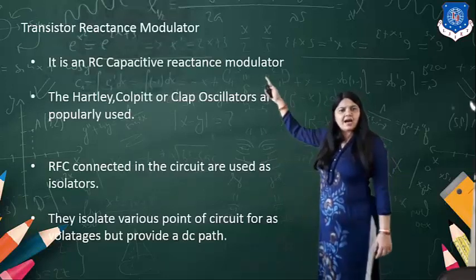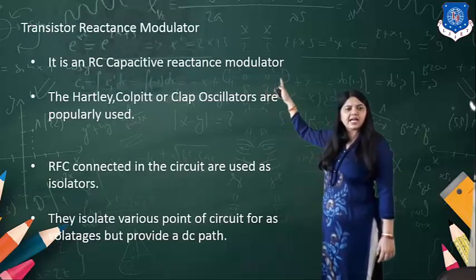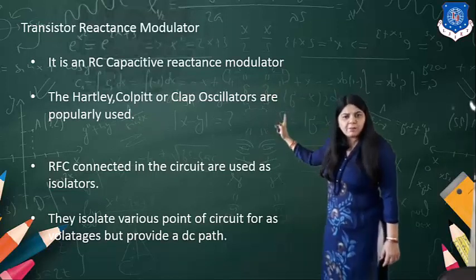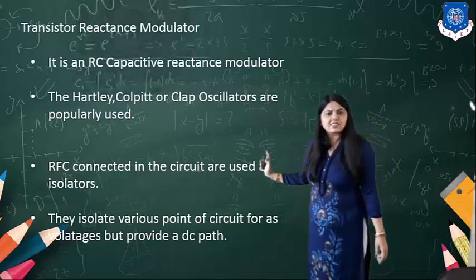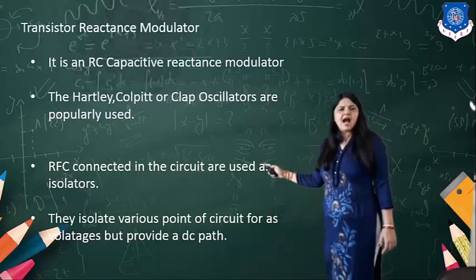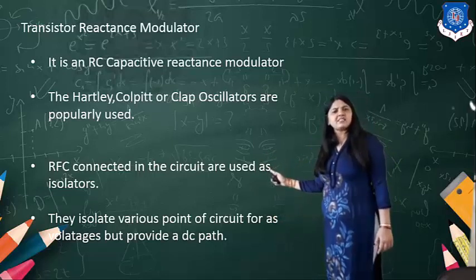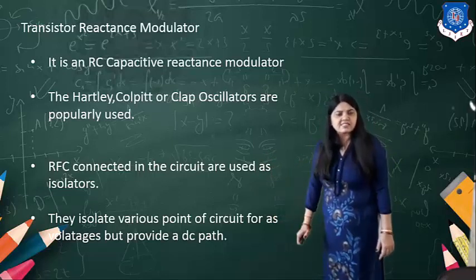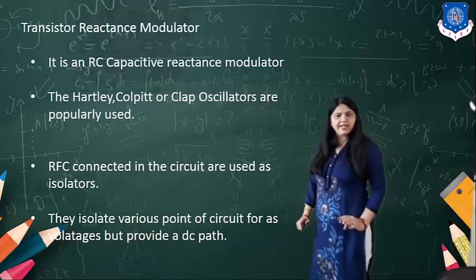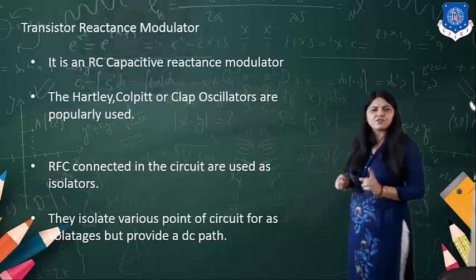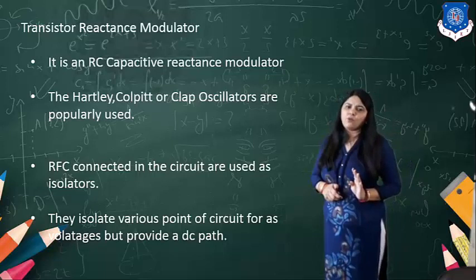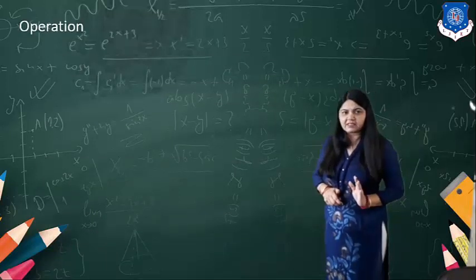In this RC capacitive reactance modulator, the Hartley, Colpitts or Clapp oscillators are popularly used. The RFC connected in the circuit is used as an isolator, and it will isolate the various points of the circuit for the AC voltages but provides a DC path.